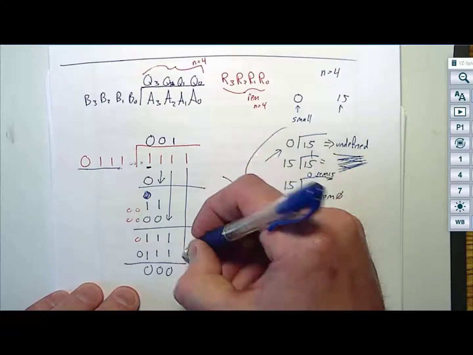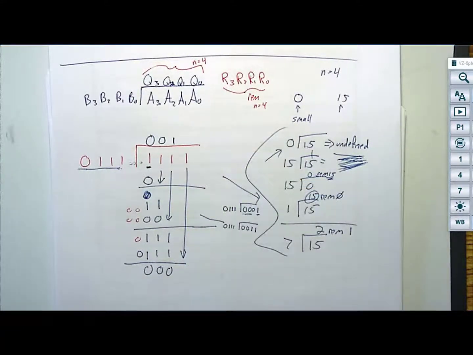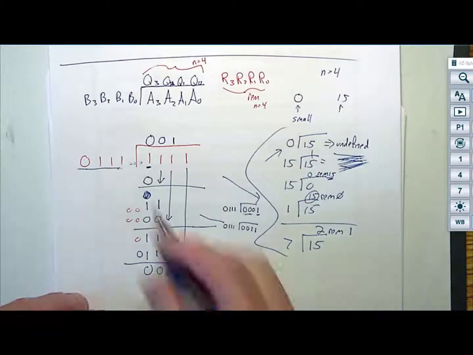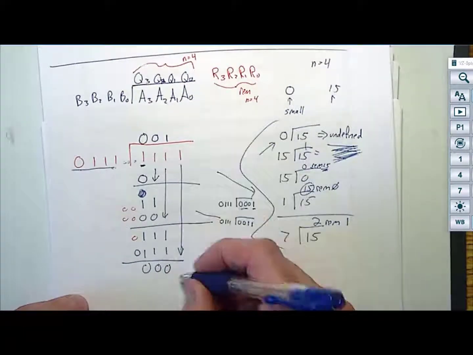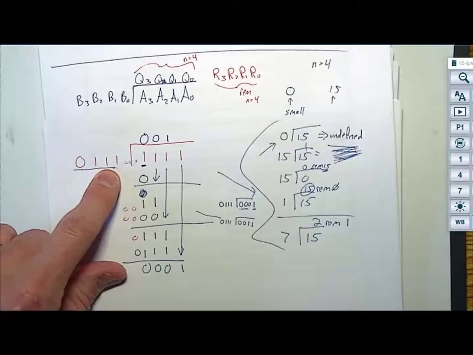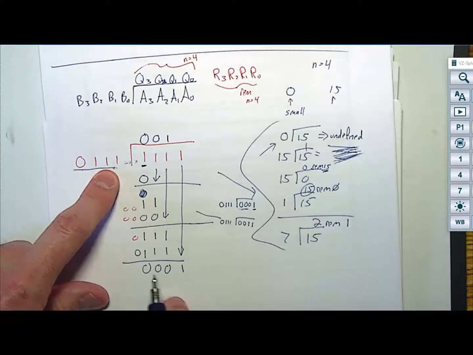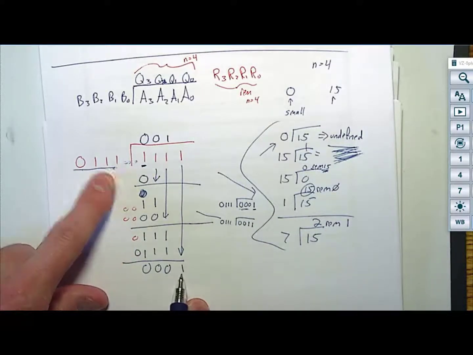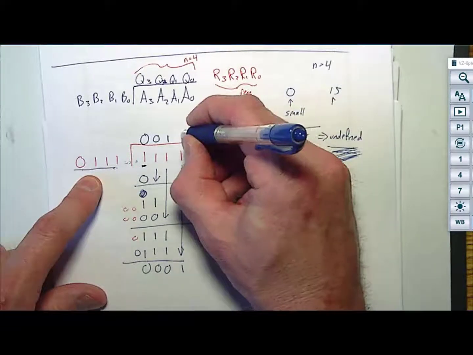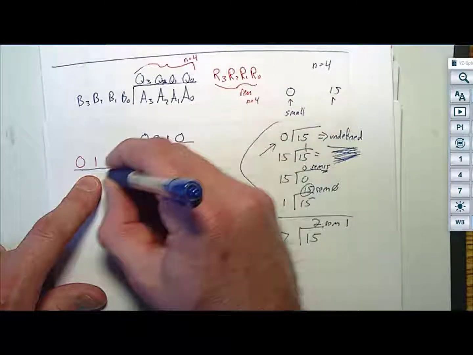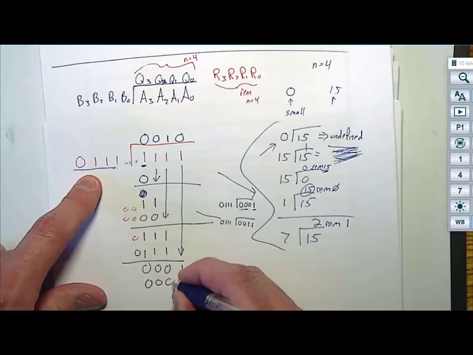I bring this down, and now I'm finally in my last position where all the positions match, and I say, does 0, 1, 1, 1 go into 0, 0, 0, 1? Does 7 go into 1? The answer is no. It does not. I multiply this over. Now it's in the right position.